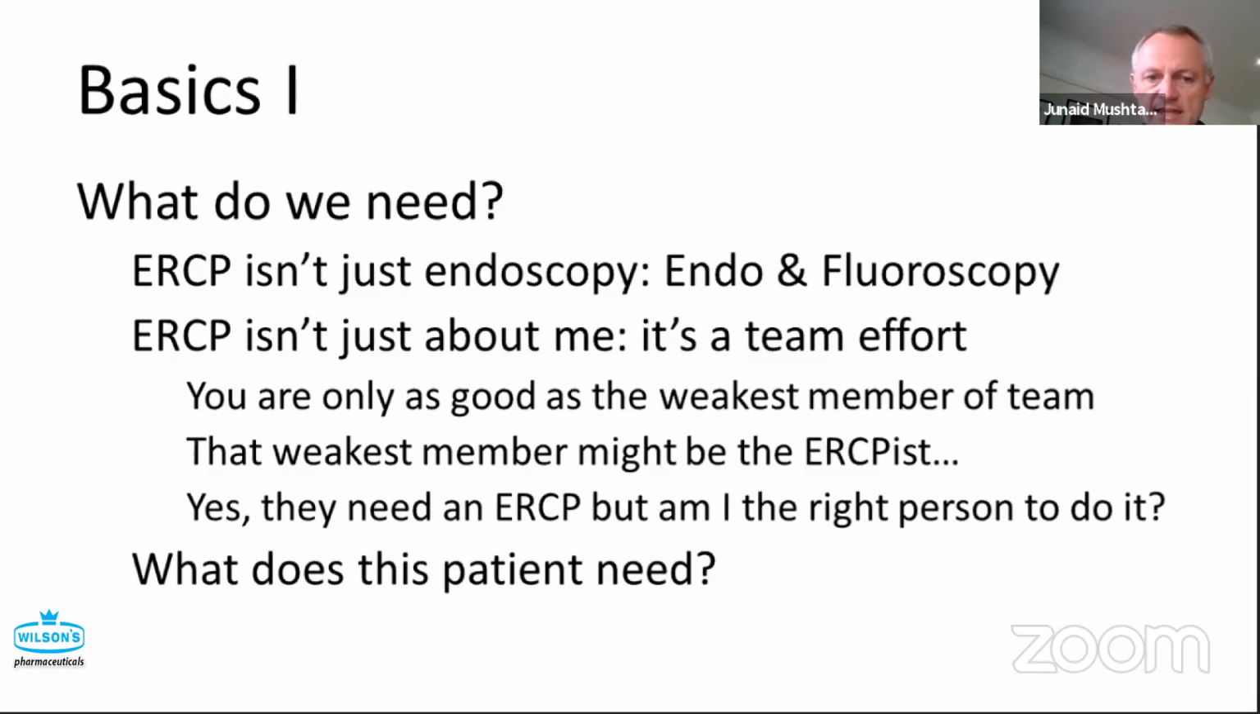As a team, you are only as good as the weakest member of that team. And of course, that weakest member might be the ERCPist. That might be me, rather than the porter or the HCA or the nurse or the radiographer. And then finally, we might agree that we've ticked all the boxes and that the patient does need an ERCP, but am I the right person to do it? Once we have decided that a patient does need an ERCP, what do they need?